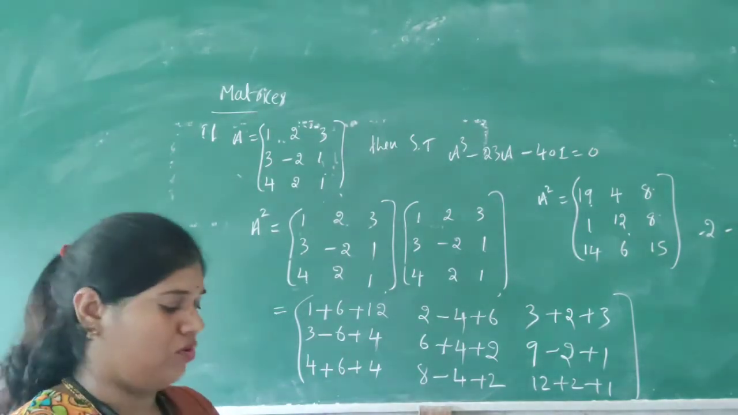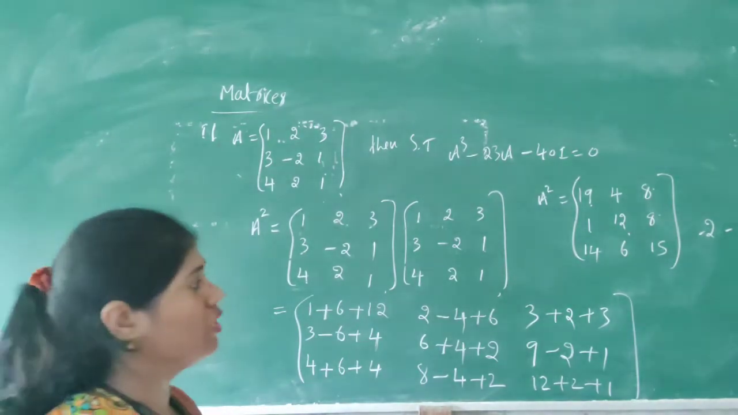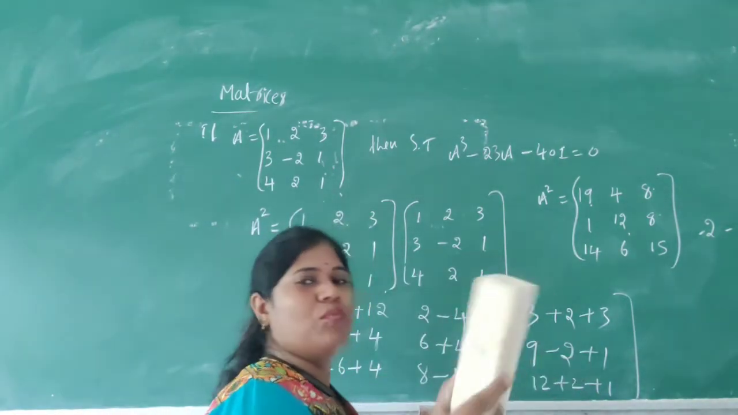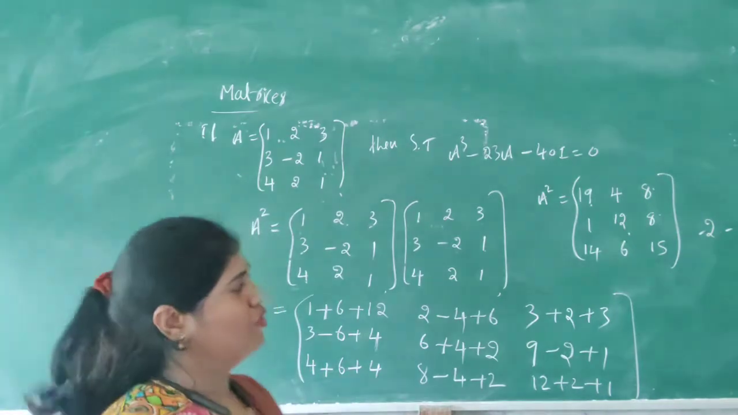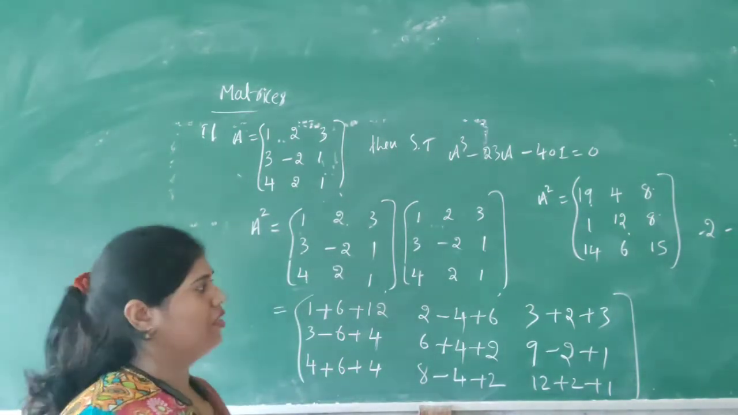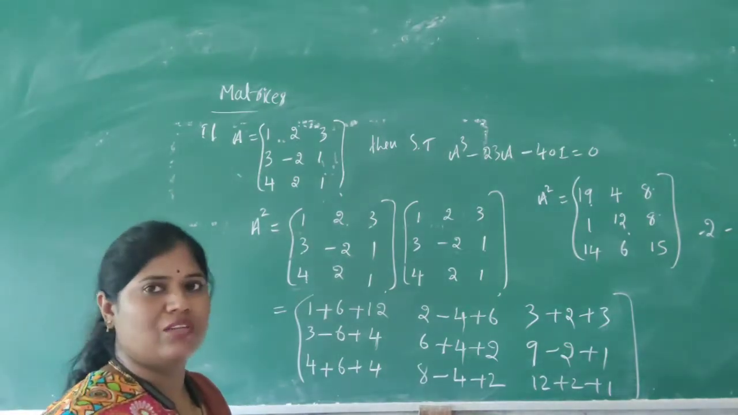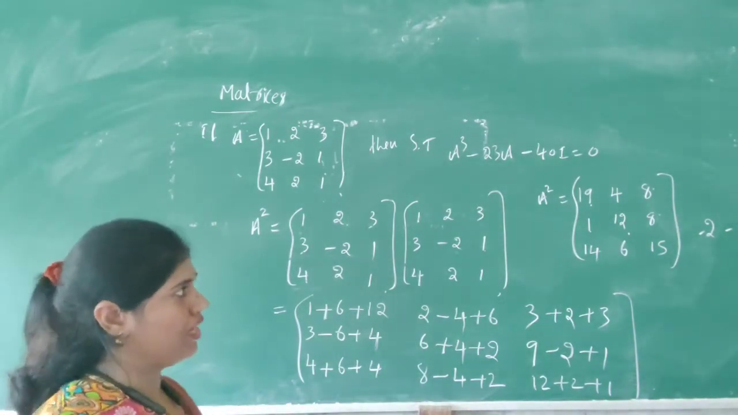19 4 8, 1 12 8, 14 6 15. So A square is correct. If you get A square correct, you will get 2 marks. Otherwise you won't get any marks, you will get 0. So you have to practice slowly how to do it, and go through it properly instead of getting 0 marks.